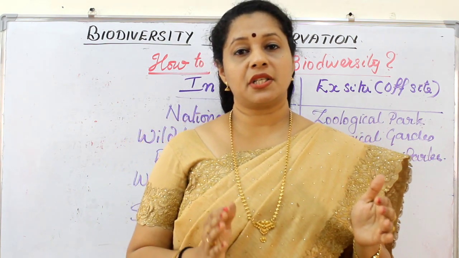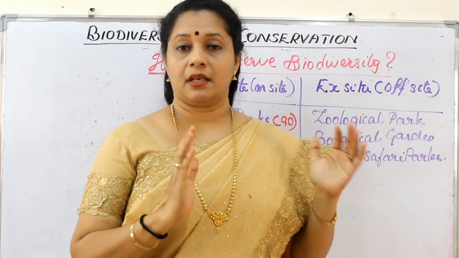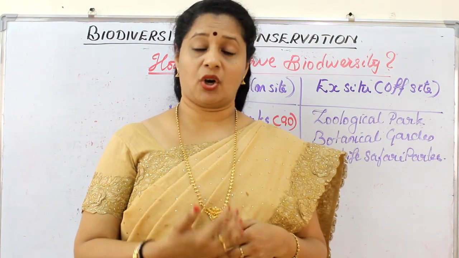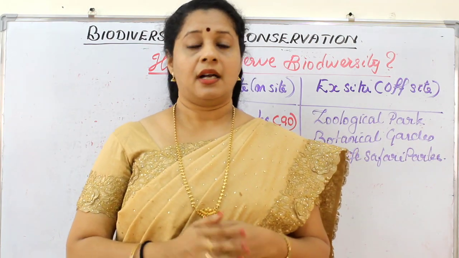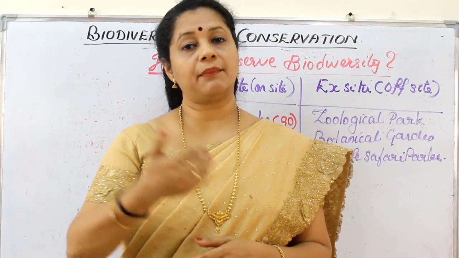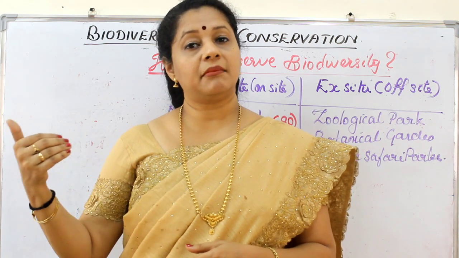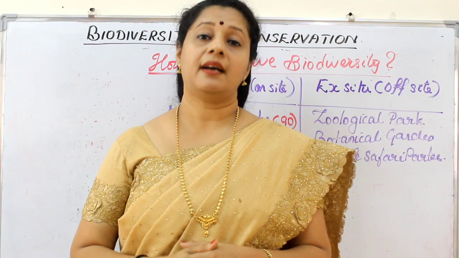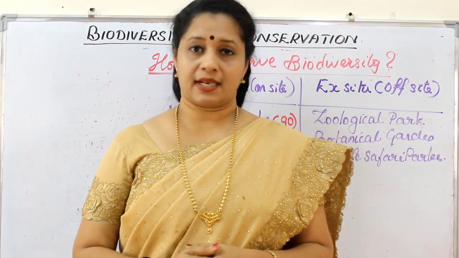So, in situ conservation means we are conserving within the natural habitat. But if the species is highly threatened or on the verge of extinction, entire habitat protection will not help. In such cases, we have to take out the animal or plant and protect it in an artificial condition or in a different protected area. That is called ex situ conservation.